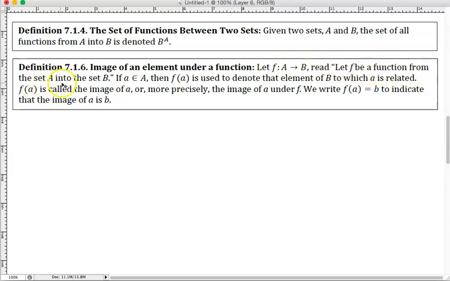let f be a function from the set A into set B. If A is an element of the domain, then f of A is used to denote that element of B to which A is related. So that f of A, or the y value, if we're going to talk about x and y, is called the image of A. Or more precisely, we say that it's the image of A under f. So basically our input is the A value, and the output after you apply the function rule is called the image of A under f. We write f of A equals B to indicate that the image of A is B.